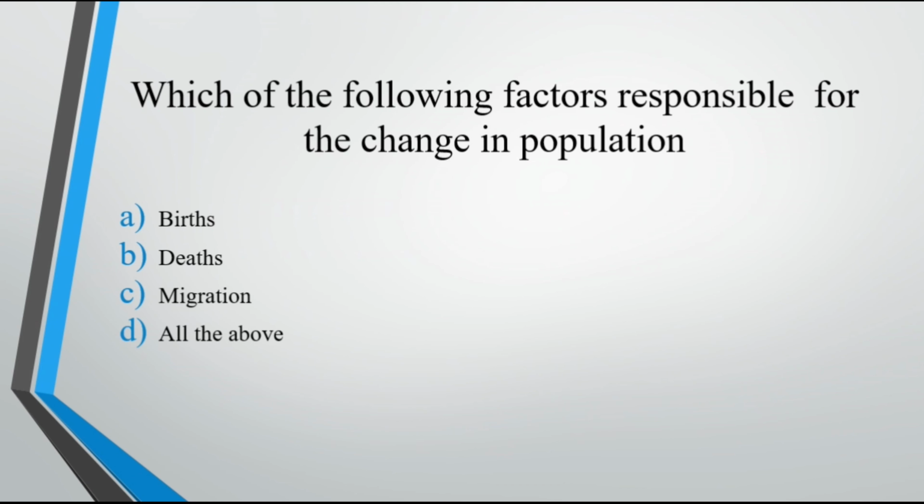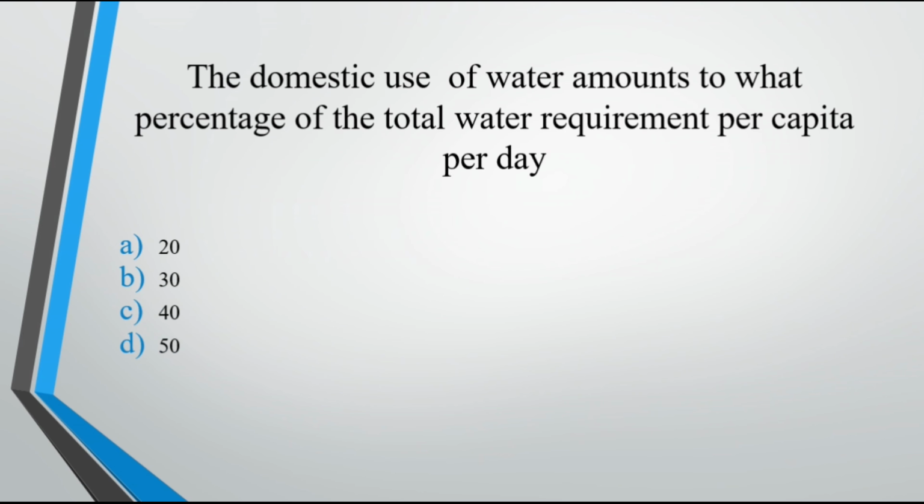Next question, which of the following factors are responsible for the change in population? Option A, birth, option B, death, option C, migration, and option D, all the above. So the answer is all the above. All these factors are responsible for change in population.